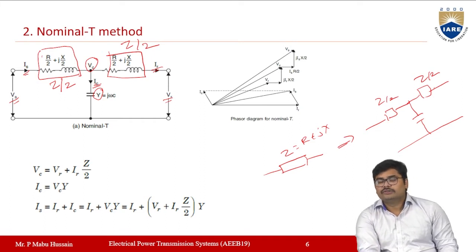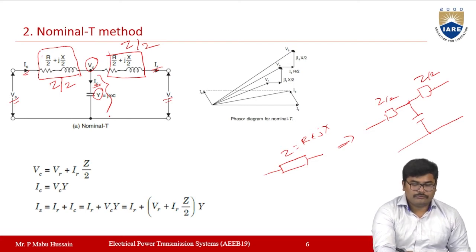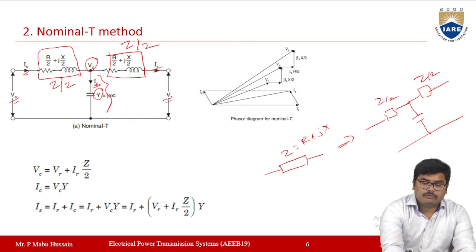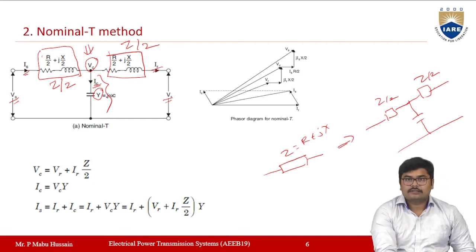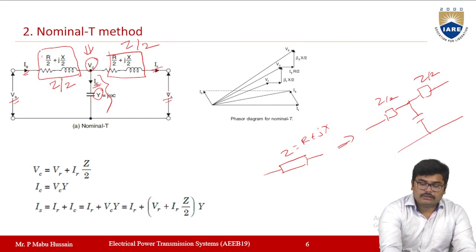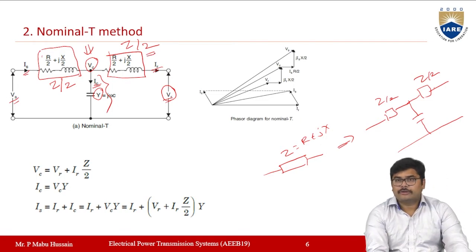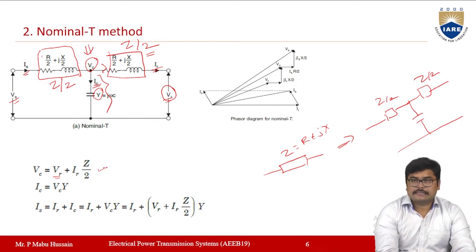So right, for this first, you have to develop the voltage equation across the capacitance, right? So this VC will be the voltage across the receiving end VR plus the drop across this Z by 2. So this can be written as VC is equal to VR plus the current flowing through this, which will be IR, so IR into impedance Z by 2.